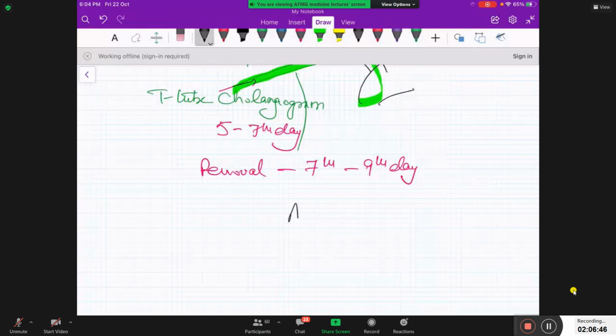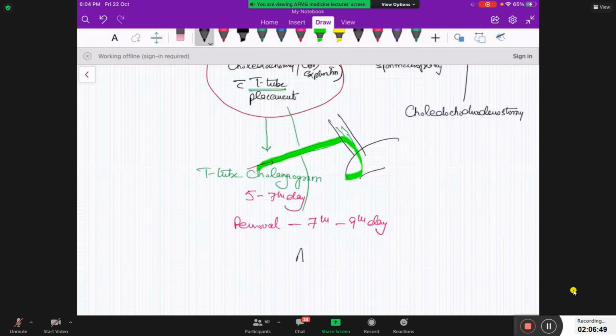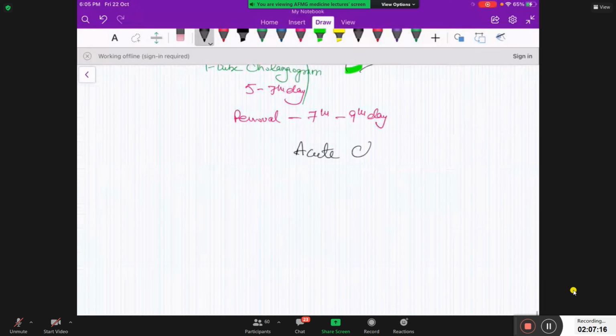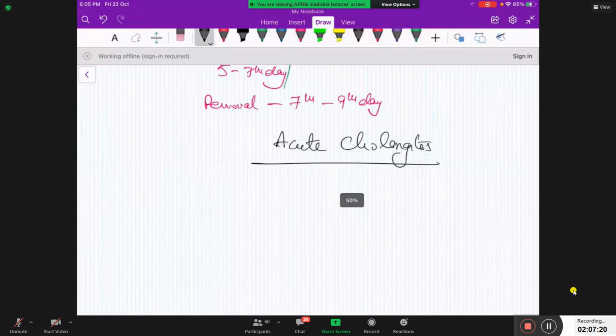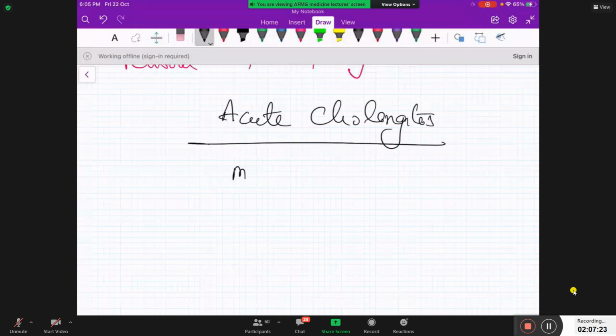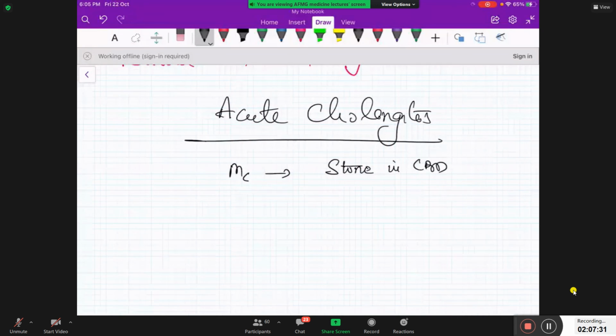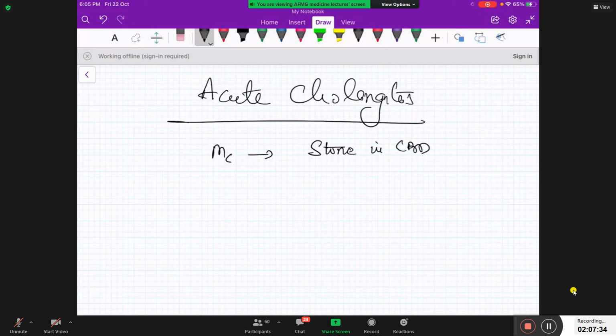Then comes acute cholangitis. Now this acute cholangitis, the most common cause of acute cholangitis is stone in CBD.